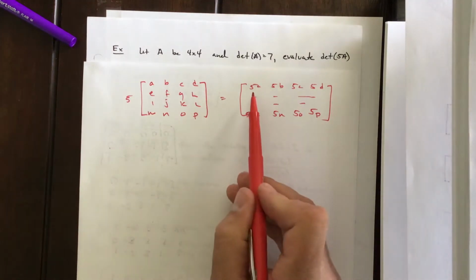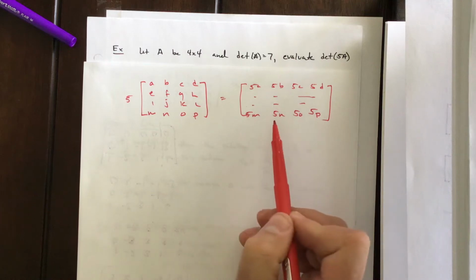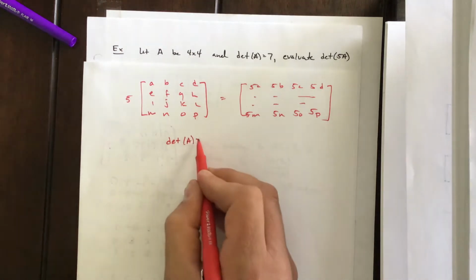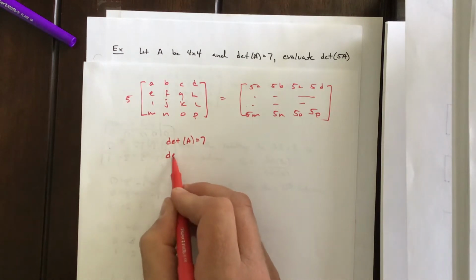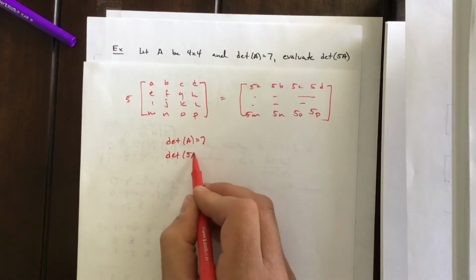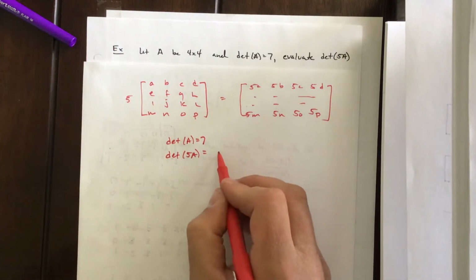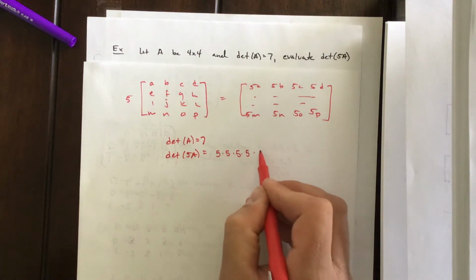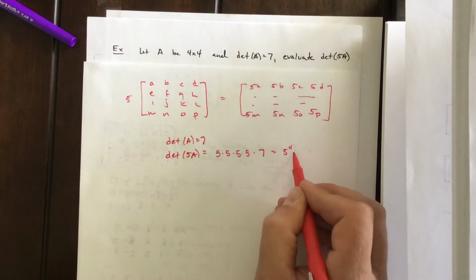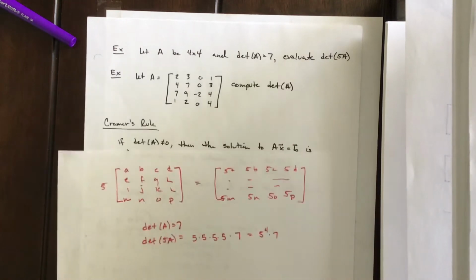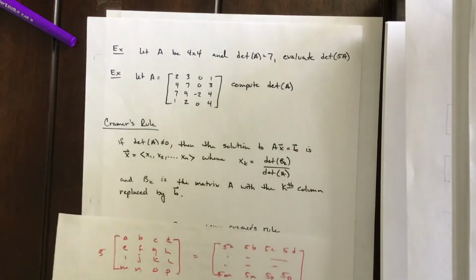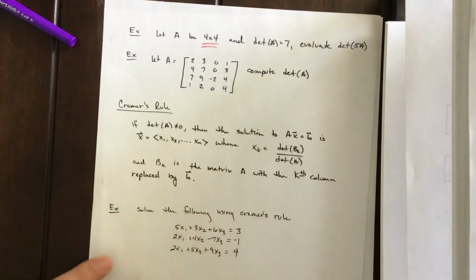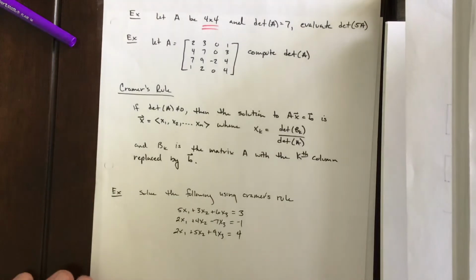So it's not just the first row that gets scaled, it's the second row, the third row, and the fourth row. So if you're told that the determinant of this matrix A is 7, then the determinant of 5 times this matrix A is going to be 5 times 5 times 5 times 5 times 7, or 5 to the 4th times 7. Okay? So that was a tricky one, and you had to take advantage of the fact that they're telling you it's a 4x4 matrix to be able to solve that.